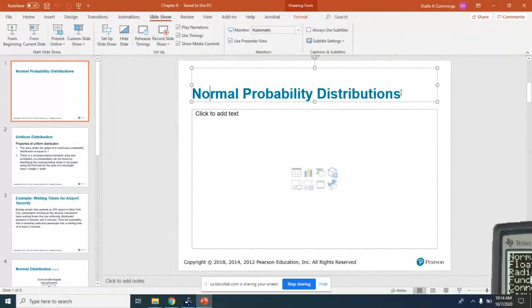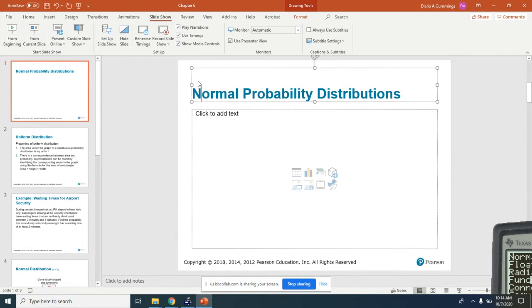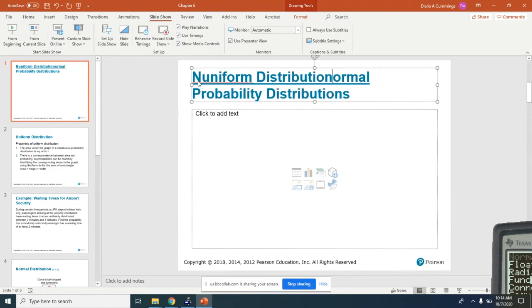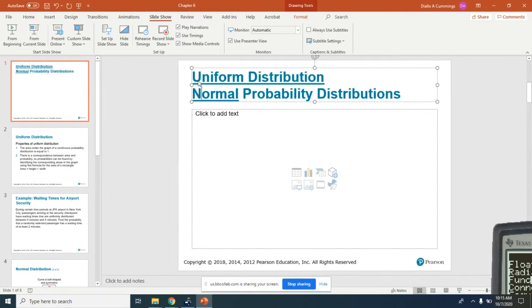So give me 1 second. Sorry, let me just change this.